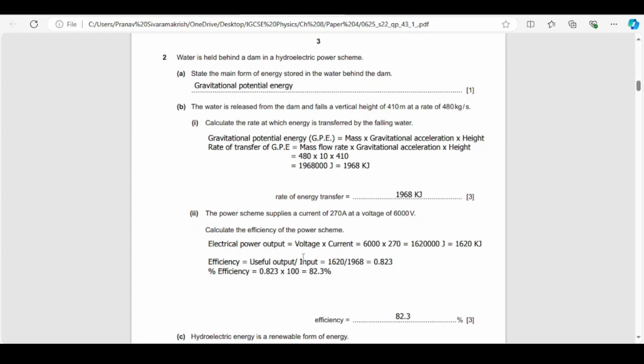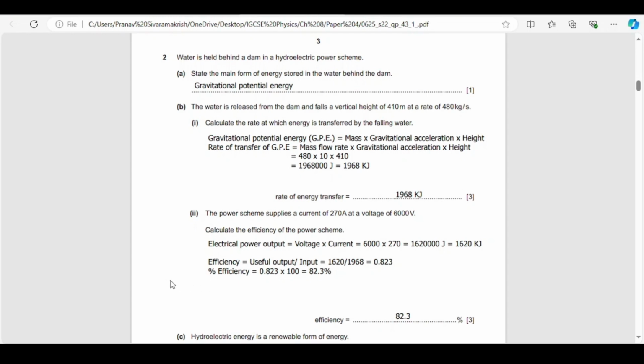The efficiency is going to be the useful output divided by the total input. So we know that the total input is 1968 kilojoules. That's the amount of gravitational potential energy that the water is transferring as it falls from the dam. And then the useful output that is coming out is 1620 kilojoules. Because both of them are in kilojoules, we can divide one by the other, and that gives us a value of 82.3%. So 0.823, you multiply that by 100, gives you 82.3%.